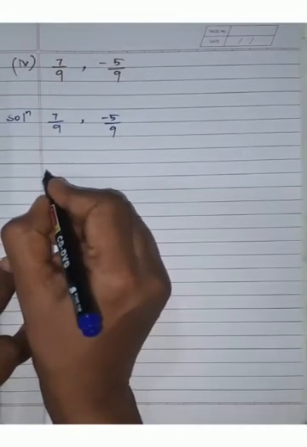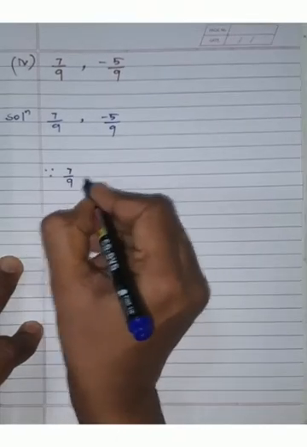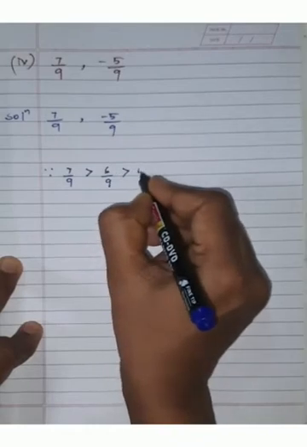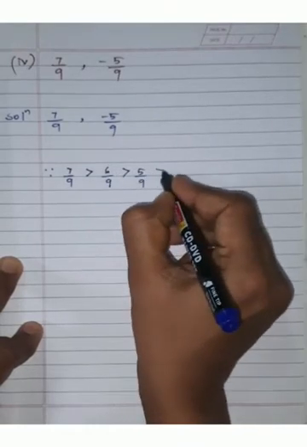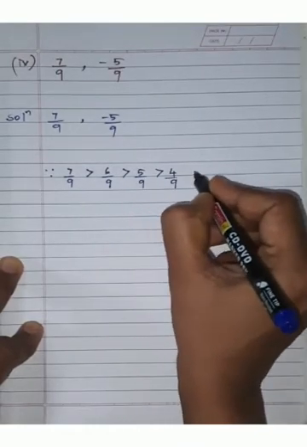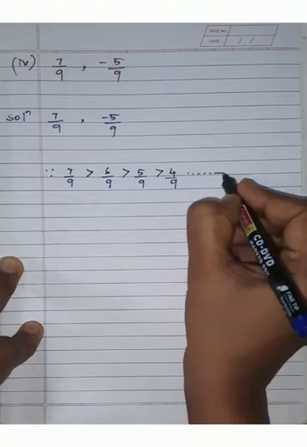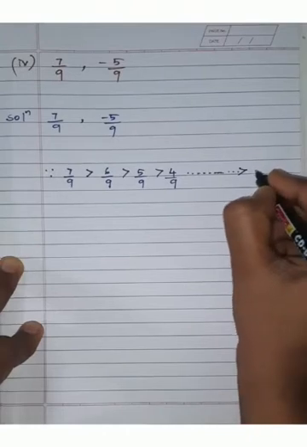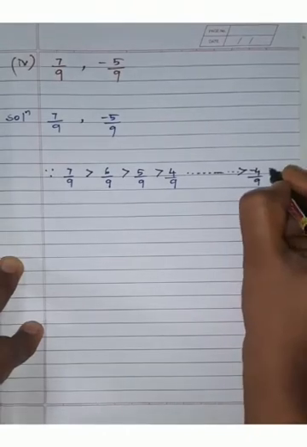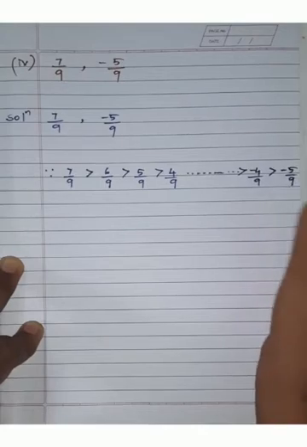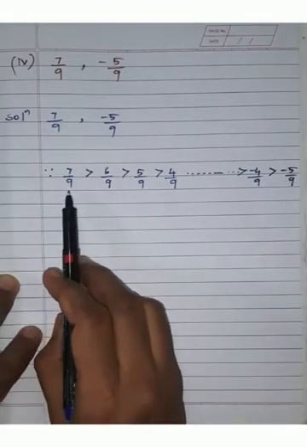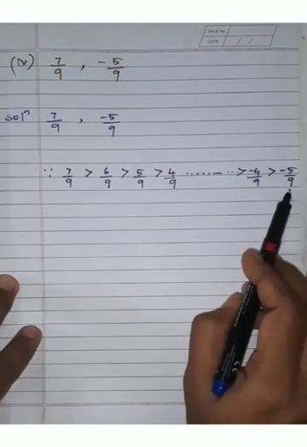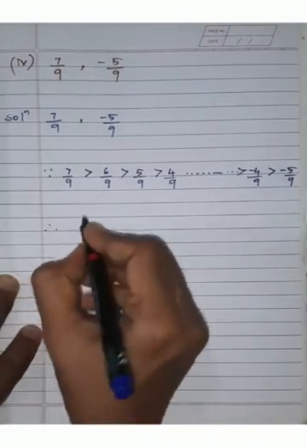Since children, you know that this 7 upon 9 is greater than 6 upon 9, and 6 upon 9 is greater than 5 upon 9, and 5 upon 9 is greater than 4 upon 9. Right? So likewise you see on the number line, minus 4 upon 9 is greater than minus 5 upon 9. So we see that there are so many numbers appearing between 7 upon 9 and minus 5 upon 9.